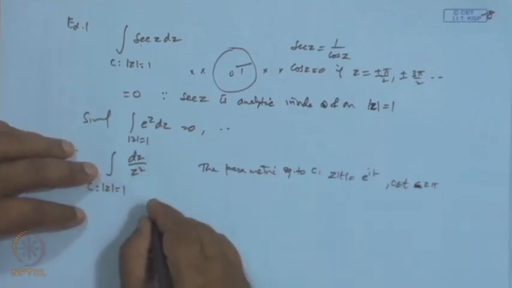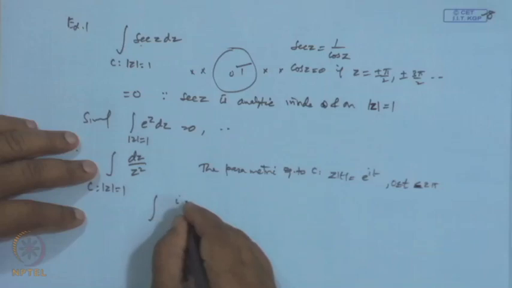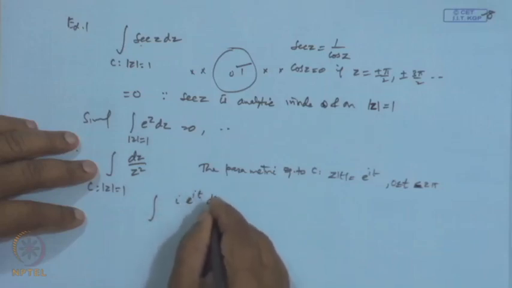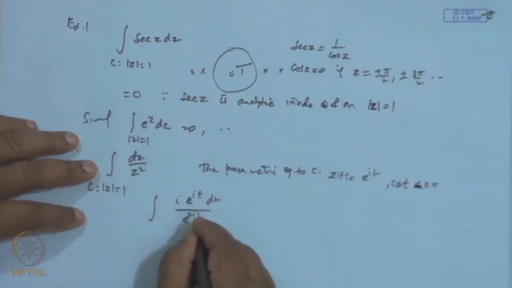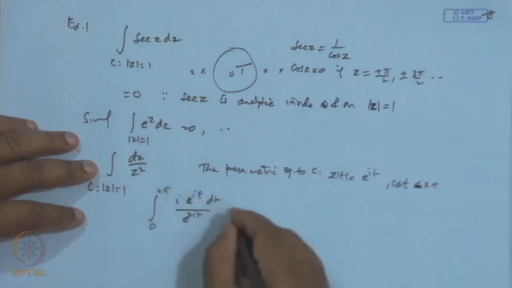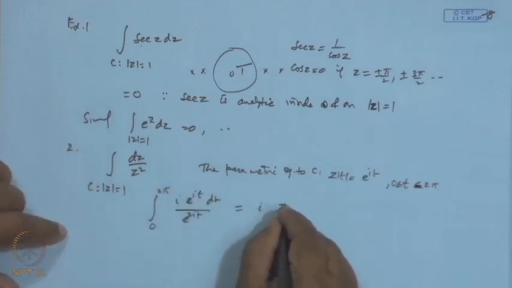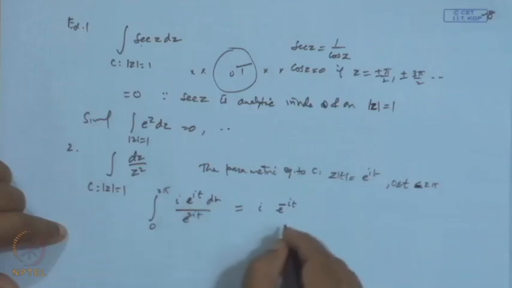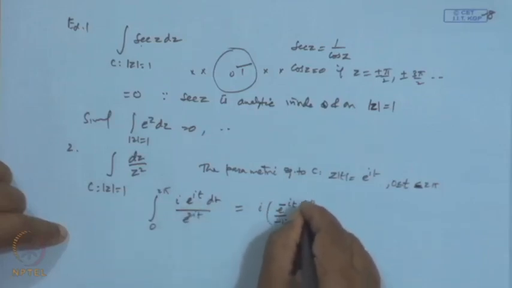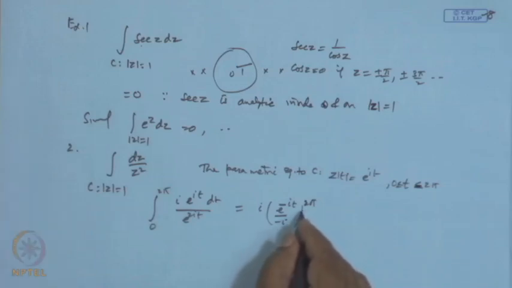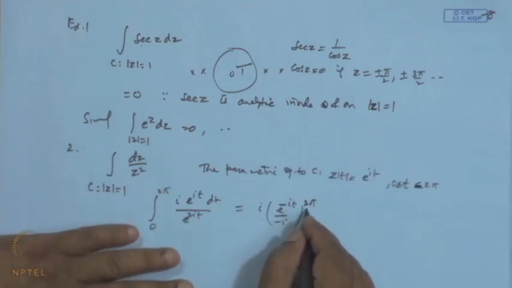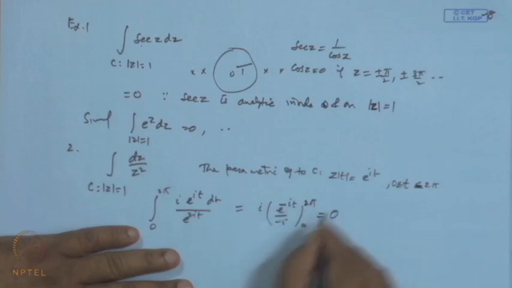So, if we substitute it, then dz becomes i e to the power i t dt, and the integrand becomes e to the power minus 2 i t, with t from 0 to 2 pi. And if I compute the value of this, it will come out to be e to the power minus i t divided by minus i, from 0 to 2 pi. Now, e to the power i 2 pi is cos 2 pi plus i times sin 2 pi, so it is 1, and minus this at 0. So, basically the value will come out to be 0.